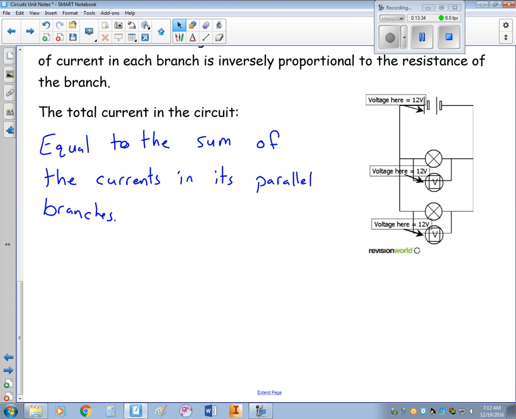Now, I'm not going to make you guys do math with this, but I do want you to understand that if you want to buy high quality Christmas lights, you want to make sure that the bulbs are wired parallel and not in series.